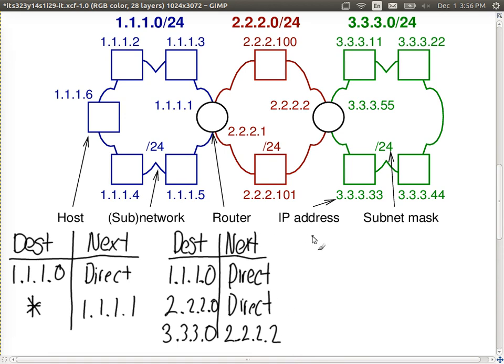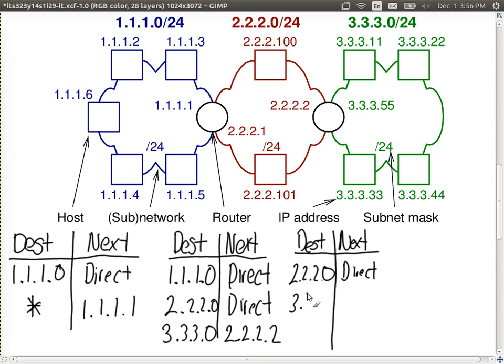We'll do it quickly for the next router, and it's similar for the router connecting the red and the green subnets. I'll actually do it in a different order. Last entry.